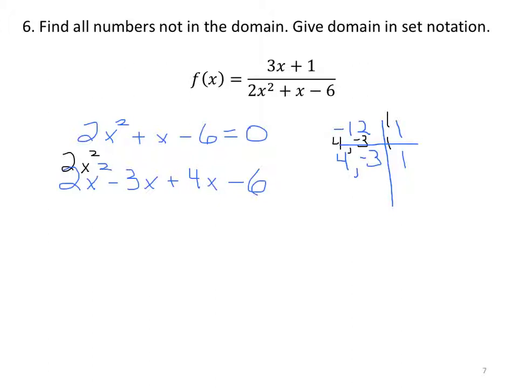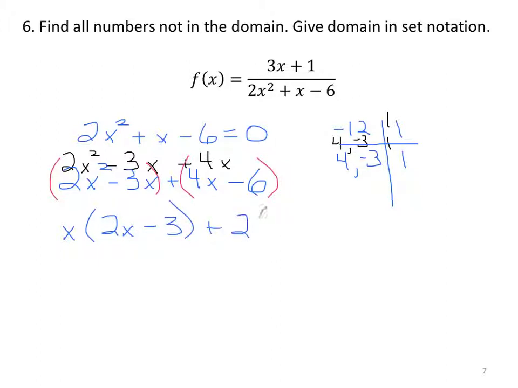Now you notice that over here I had the 4 first and the -3 second. But here I put the -3 first and the 4 second, and I did that on purpose. It makes it easier when this is a plus sign to do the grouping. If this is a subtraction, then you have to be very careful with your negatives. So now we're going to group the first two and the last two terms. In the first group, we have the common factor x, leaving 2x minus 3. In the last group, our common factor is 2, also leaving 2x minus 3.